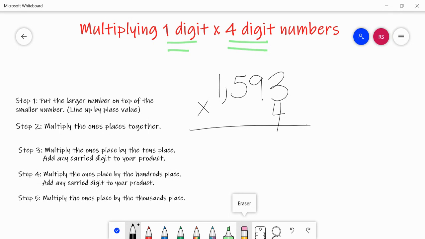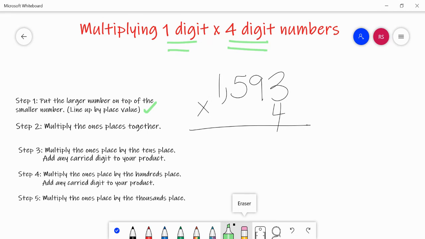Okay, so we're going to start again. We already did step 1. Step 1 will a lot of the times be done for you because most of the time when you see a multiplication problem, the larger number will already be on top. However, if it's a word problem, you're going to have to know that you have to pick out your numbers and multiply them. You'll always put the bigger number on top. So step 1 is done already. Let's take a look at step 2.